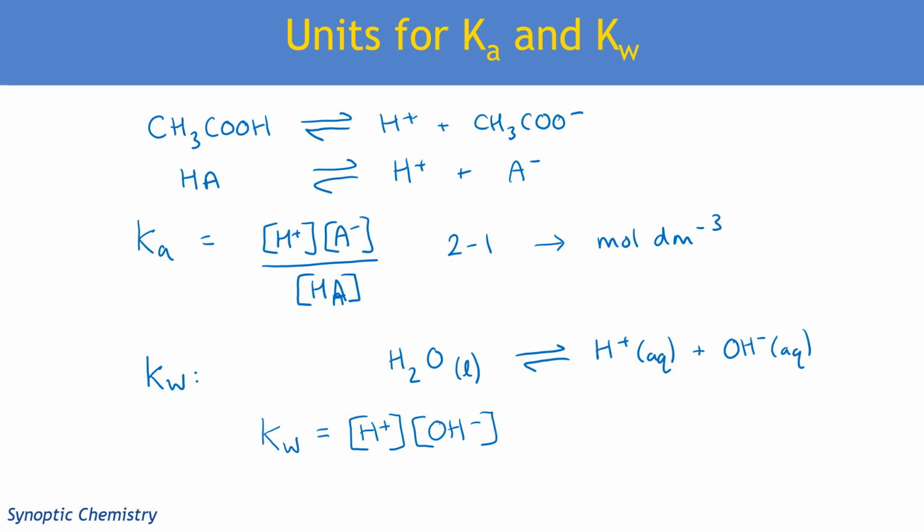And so because Kw has that form, there's two products, effectively there's no reactant. So it's going to be moles per dm cubed squared, which means that the units would be moles squared dm to the minus 6. Now you're actually given those units most of the time in the question or in the data book, but paying attention to them will hopefully remind you of the format of the Kw equation.